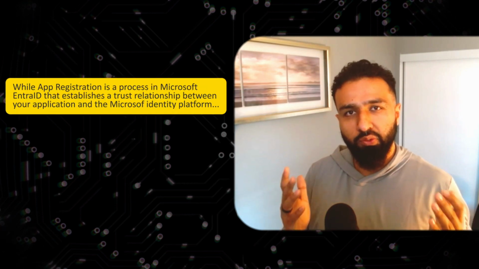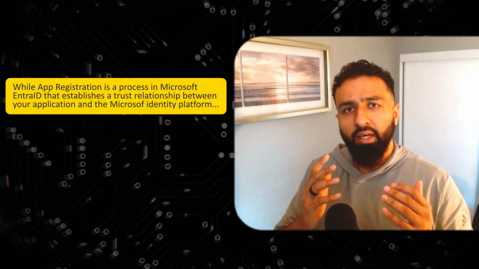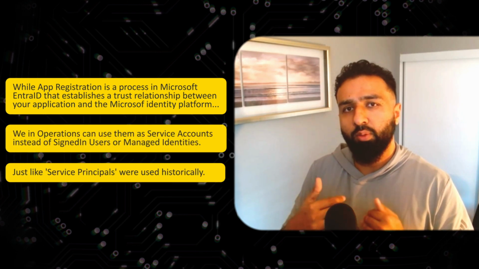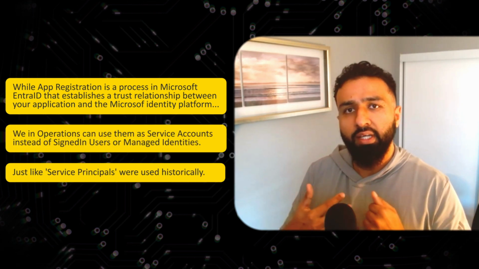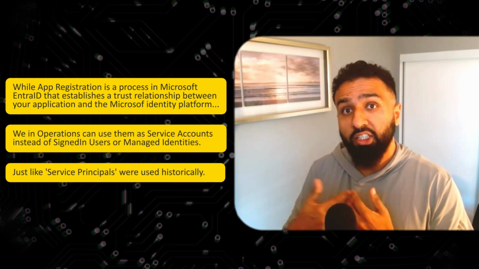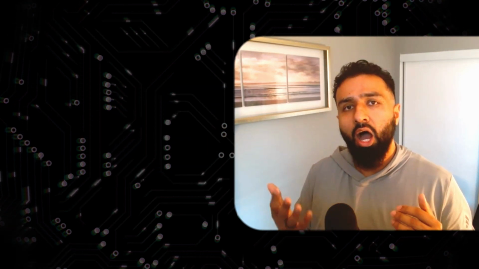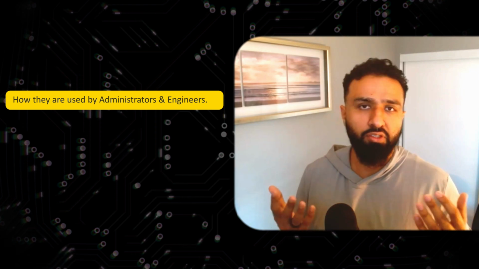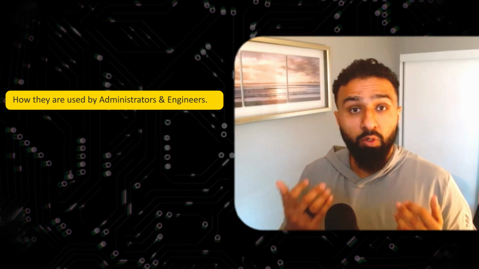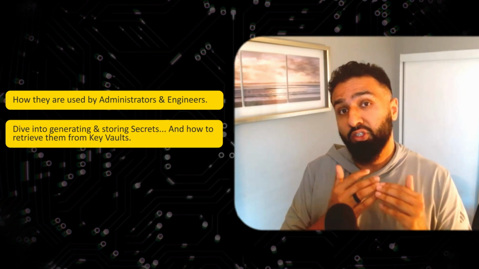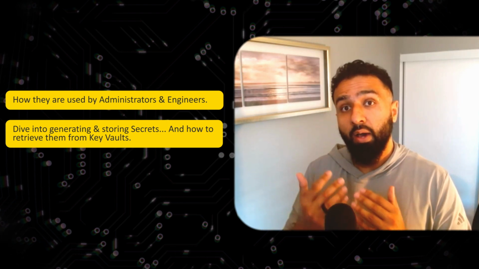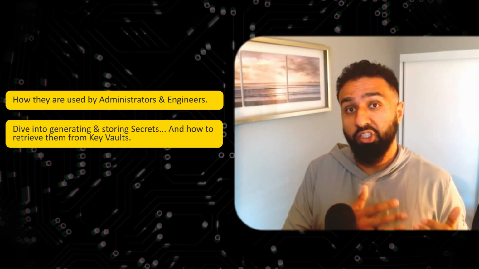App registrations or service principals are basically non-user accounts that we in operations can use for authorization and authentication into our services. We'll explore the differences between app registrations and service principals, and how operations teams use them as service identities, but really anyone. We'll explore generating secrets and storing them in key vaults, including how to call those key vaults whenever we want to use those secrets.